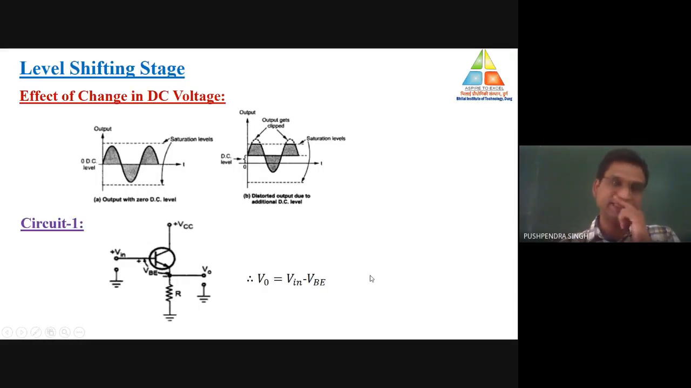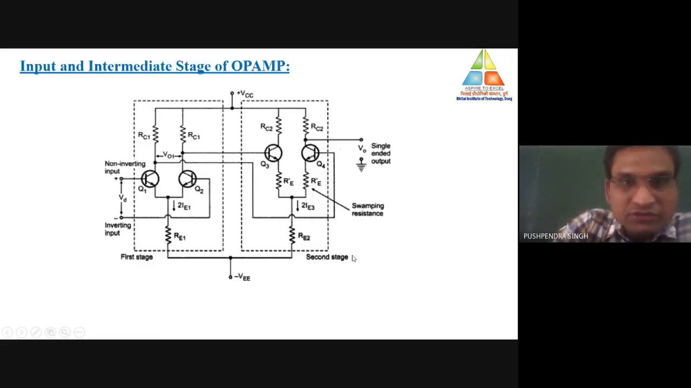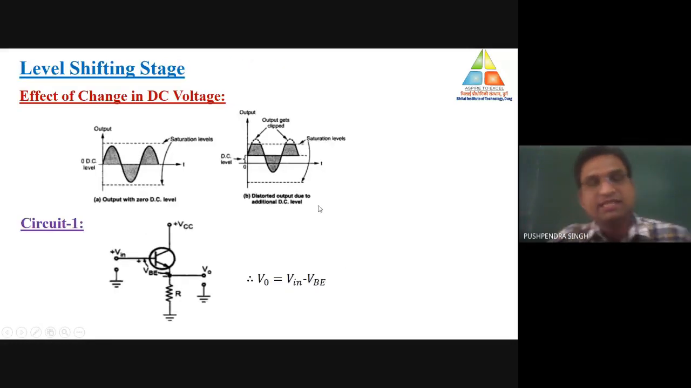Then the third stage. Before going to the third stage, you can see that stage number 1 is connected with stage number 2 by direct coupling. No RC coupling, no transformer coupling. There is only direct coupling. And as I told you, in direct coupling there is amplification of the AC as well as the DC signal. So you can see the effect of a change in DC voltage.